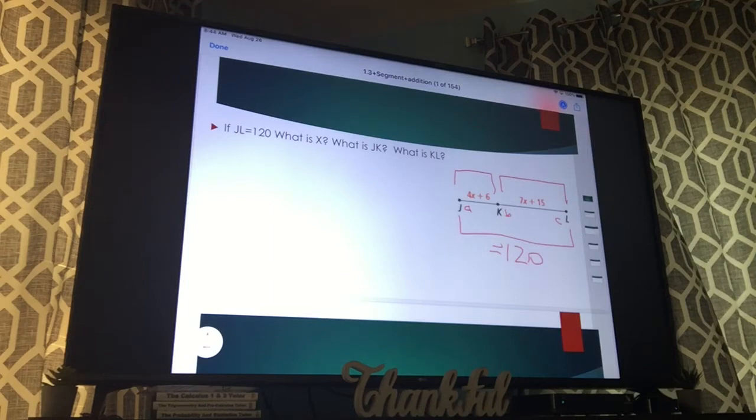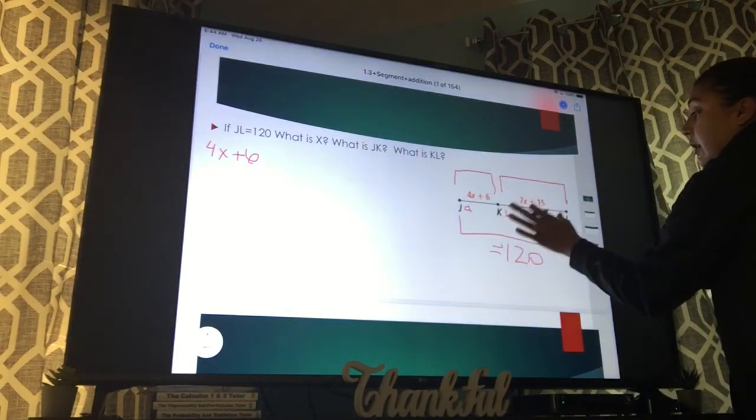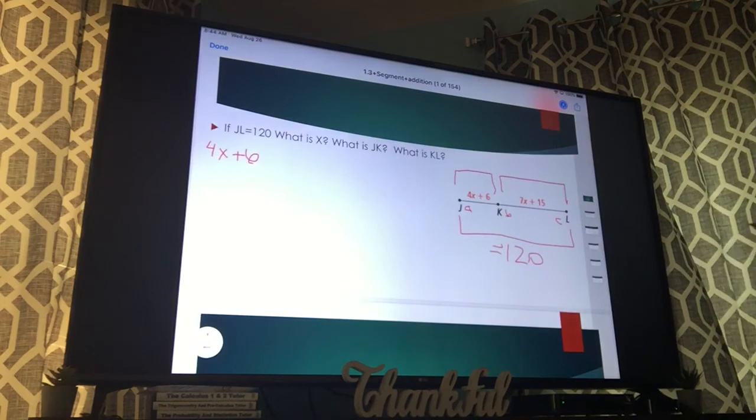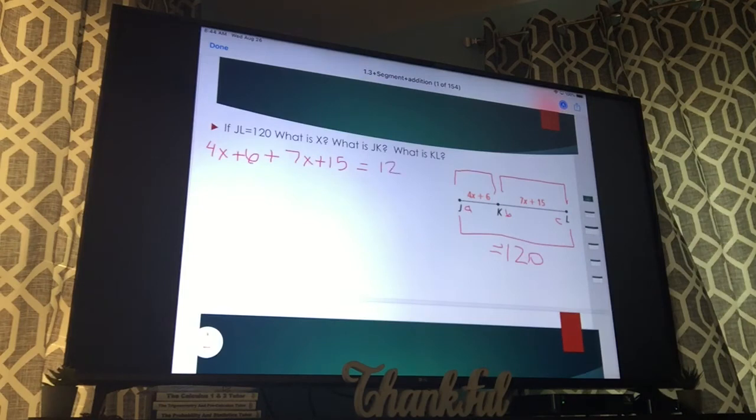So we got 4x plus 6, that's the value of JK. And then we're going to add this chunk plus this chunk to give us the 120. So plus 7x plus 15 equals, and we know what the whole segment equals, it equals 120. Hopefully you guys can see my screen okay.